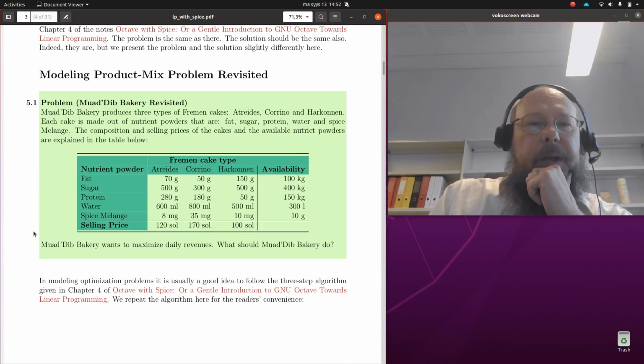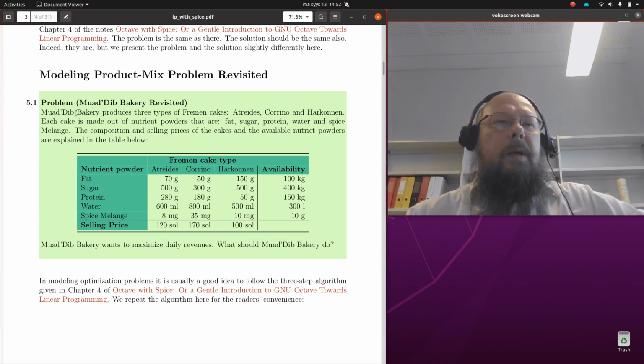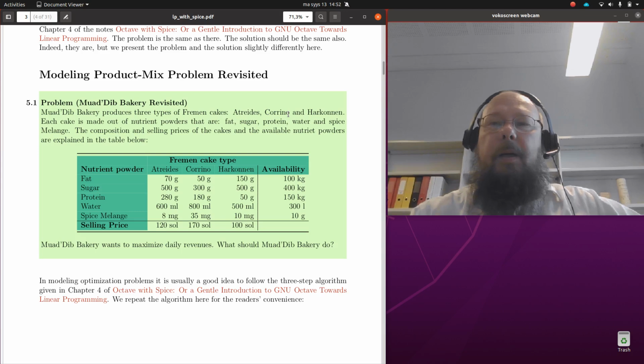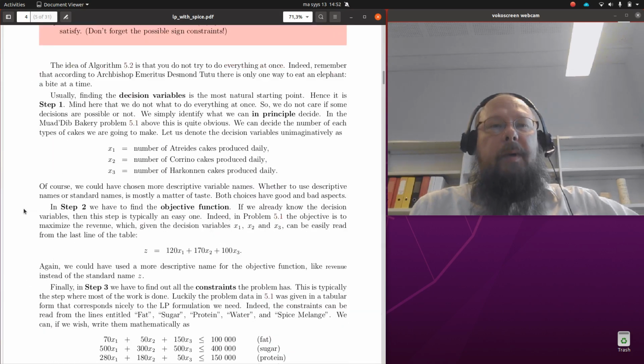So what is there that More Deep Bakery can decide? So what is More Deep Bakery doing? Here, in the first sentence, it says More Deep Bakery produces 3 types of Fremen cakes. These are Atreides, Corrino and Harkonnen cakes. So what is there to be decided? Well, it's how many cakes do you bake? And there are 3 types of cakes, so it follows that we have 3 decision variables.